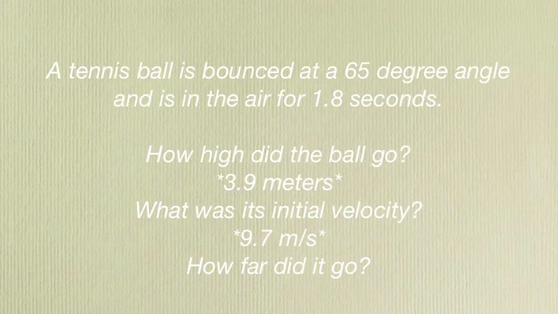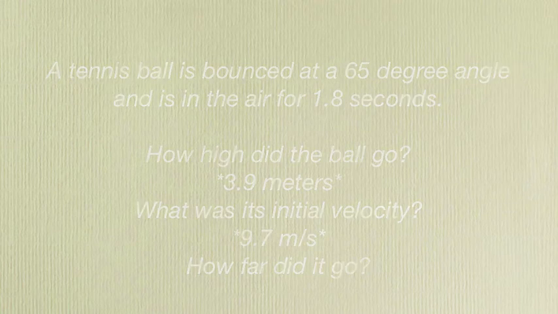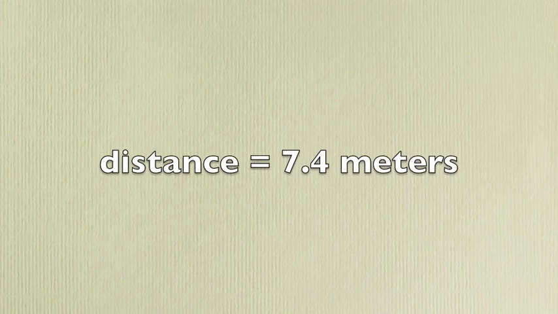Alright, so far we found out how high the ball went, we found its initial velocity, we found its launch velocity, and we found its horizontal velocity. Now the final step is determining how far the ball went. In order to find out how far the ball traveled, we took its horizontal velocity, which was 4.1 meters per second, and multiplied it by 1.8 seconds, which was the total time the ball was in the air. After solving this equation, we determined that the total distance the ball traveled was 7.4 meters.